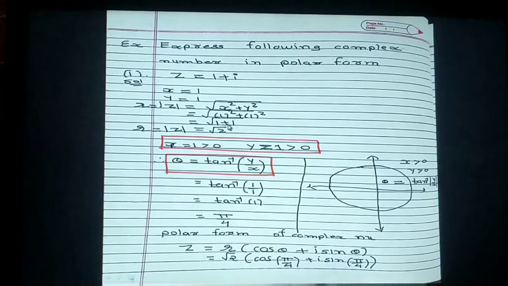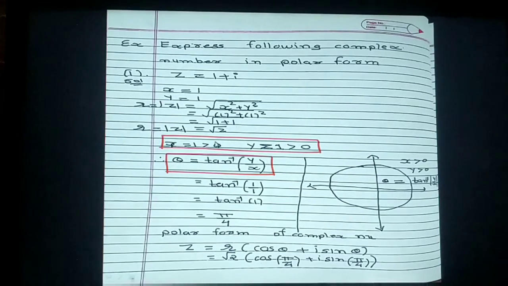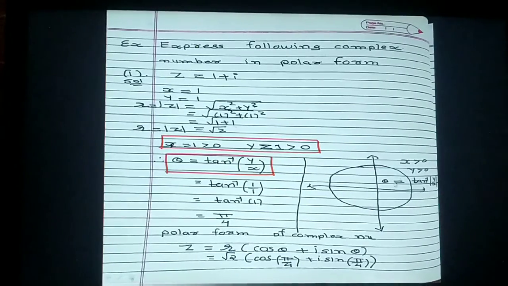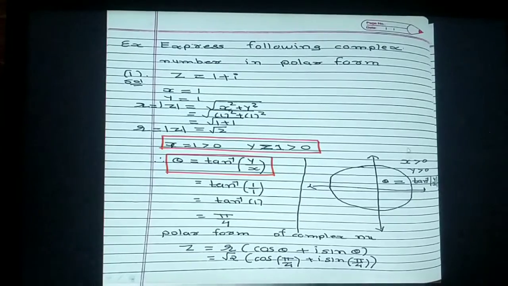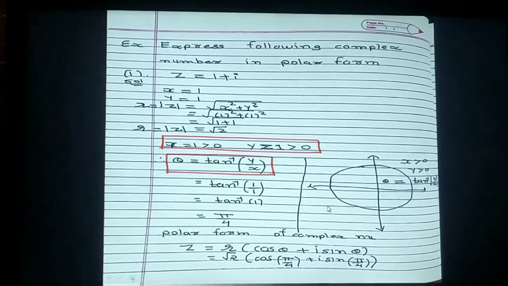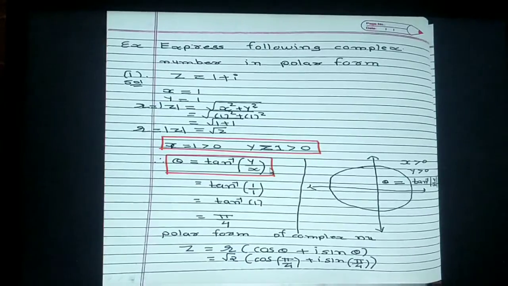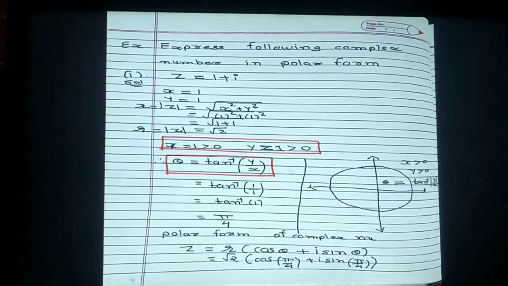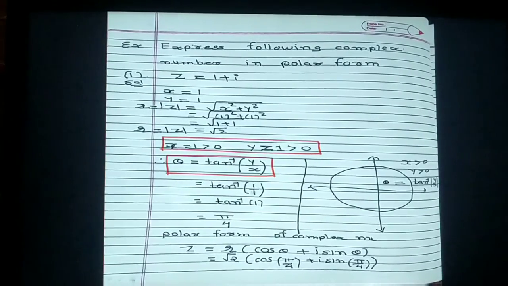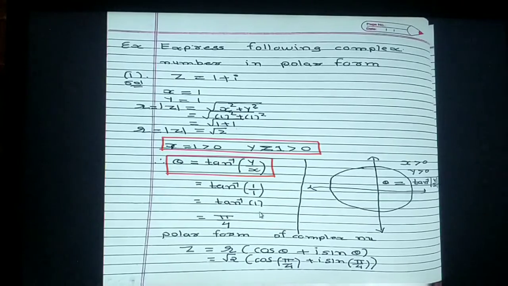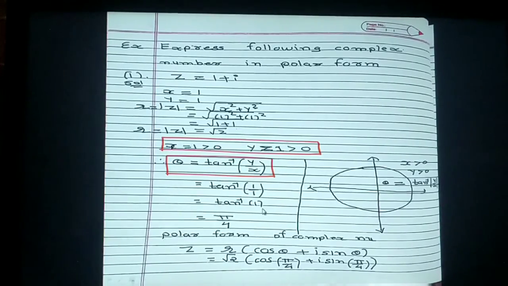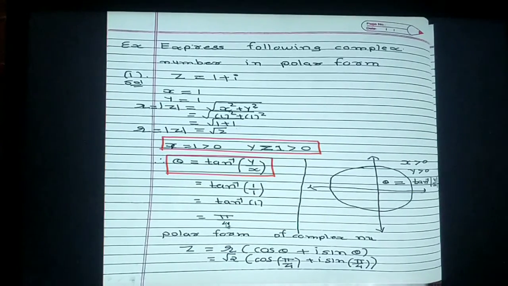Now to find the theta, we have to check the point x and y. X is equal to 1, greater than 0. Y is equal to 1, also greater than 0. So this point is in the first quadrant. So the formula is tan inverse y upon x. So theta is equal to tan inverse y upon x. So put y is equal to 1, x is equal to 1: tan inverse 1. So tan inverse 1, then theta is equal to pi by 4.